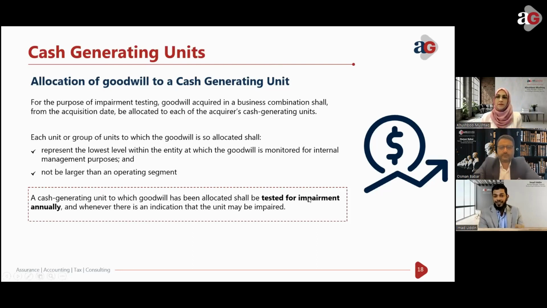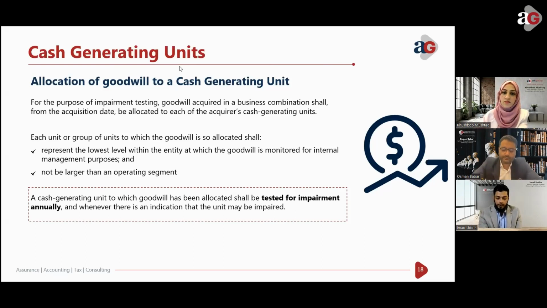Probably not. Why? Because one of the operations that have been acquired is shut off. So probably continuing to recognize that goodwill might not be the best idea. Therefore, goodwill cannot be computed on an entity level. It always has to be brought down to the CGUs. Each unit or group of units to which the goodwill is allocated shall represent the lowest level within the entity at which the goodwill is monitored for internal management purposes. So you have to go as low as possible for management purposes, and it should not be larger than the operating segment. If you have different segments, they clearly generate cash independently of each other. So there's a limit; you cannot aggregate more than that. A cash generating unit to which goodwill has been allocated shall be tested for impairment annually.